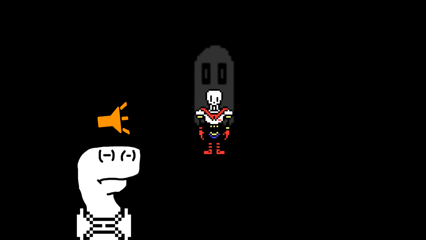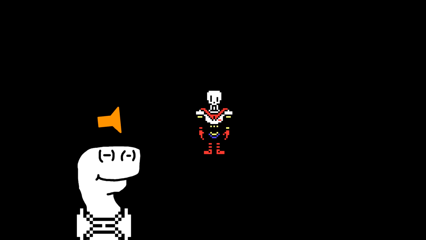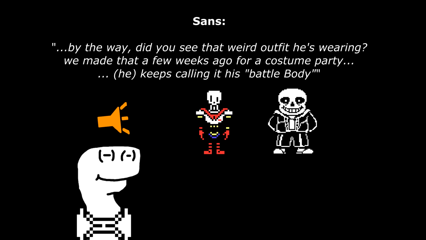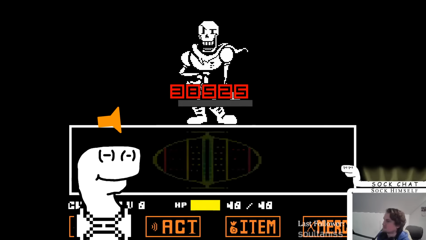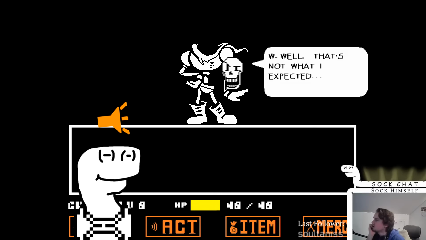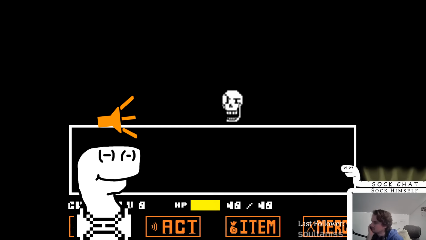Some evidence I'll present may contradict that later, but either way, this stuff is very interesting. For one, Sans states that Papyrus calls his trademark outfit his battle body, a strange way of referencing it, like it's something separate from himself. And it is separate from his head, as we can see if we kill Papyrus, his head comes off his body and his body dies.